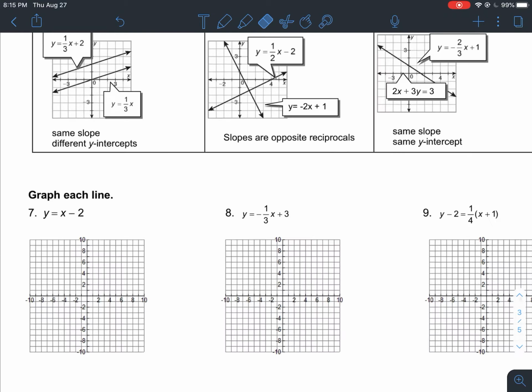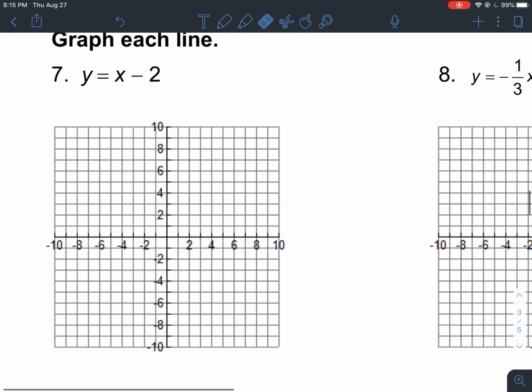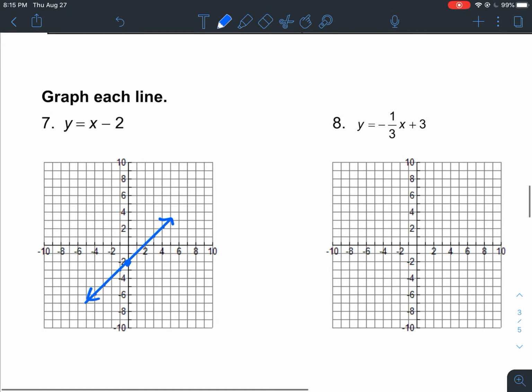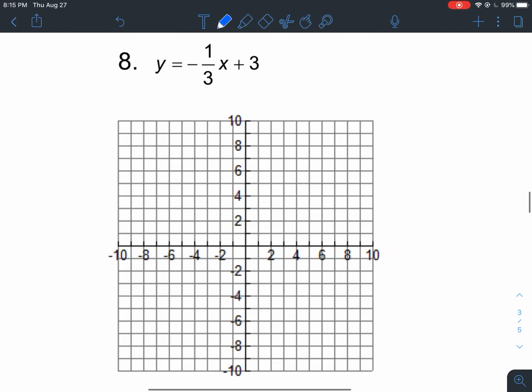So before we do all that, let's remember how to graph lines. So number 7 is in slope-intercept form. The intercept is negative 2. And the slope is 1, which means up 1, right 1, up 1, right 1, up 1, right 1, or down 1, left 1, down 1, left 1, down 1, left 1, until we have what our line looks like. Pause the video and try number 8 on your own.